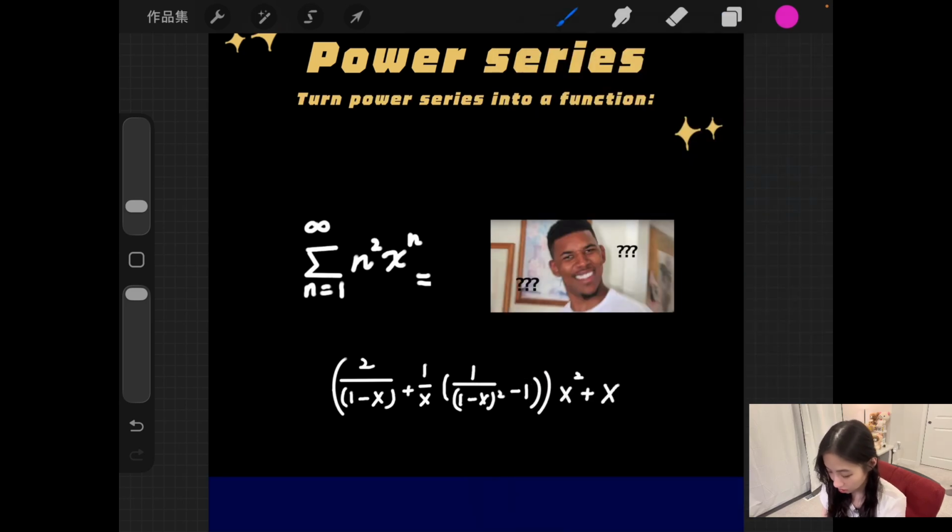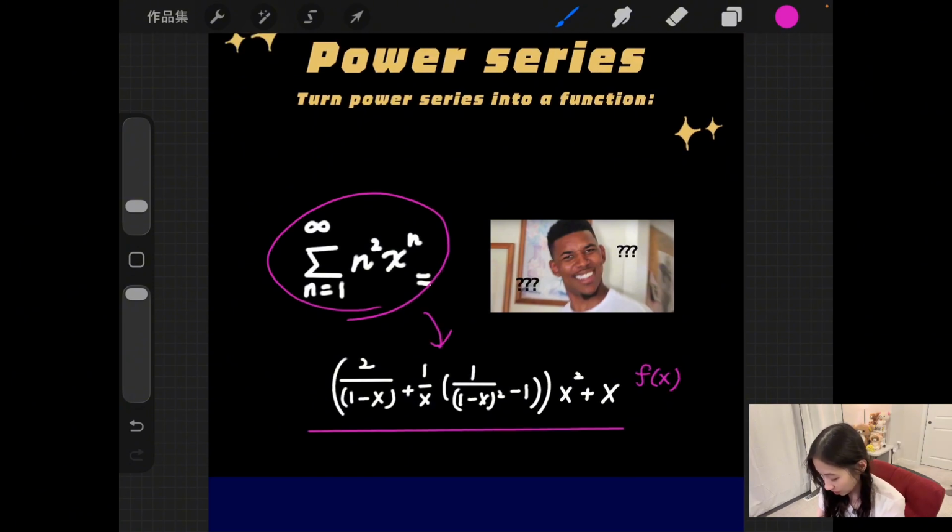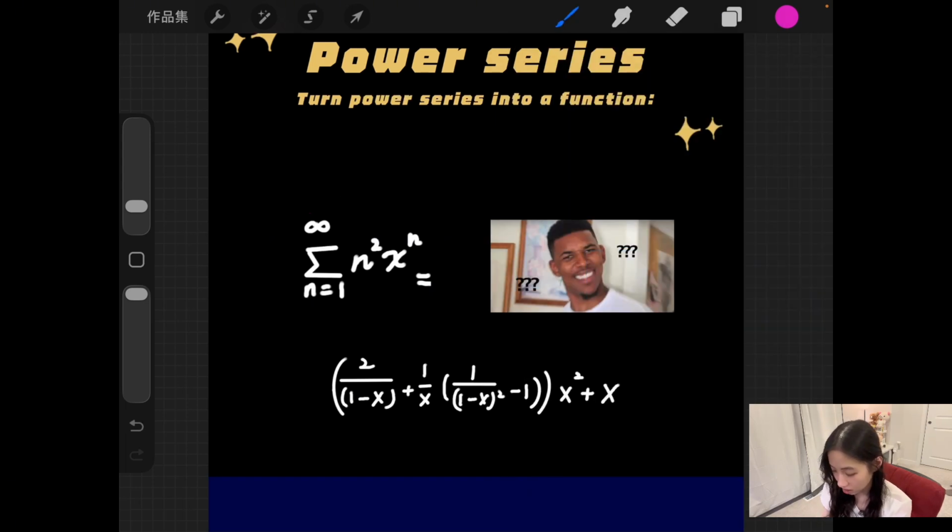So here is your power series. And how do we turn it into a function? We will learn by doing it. And at the end, it will look like this. This is your function, f of x. And you will be like, what? How to do it? So we are going to explain how to do it. Okay, so let's go to the next slide.